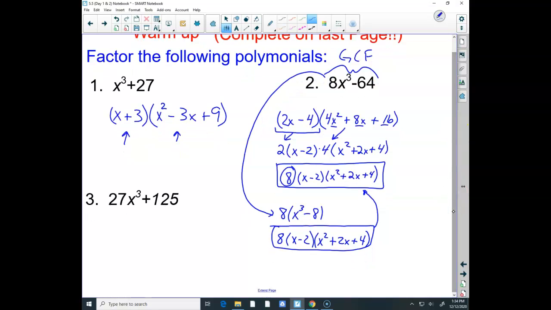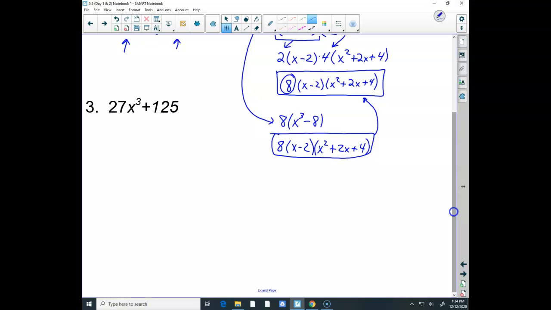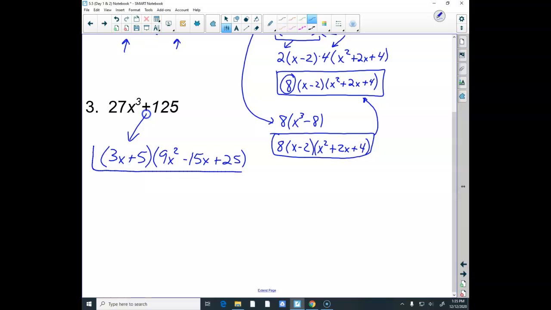Okay. Last one I got here is, I'm going to let you do this one on your own, and I'm just going to come back with the answers. Hit pause and finish her up. And you're right back here. The factor you know that's in there is 3x plus 5, because the cube root of 27x cubed is 3x. The cube root of 125 is 5. The sign stays the same. And there we go. That's where we're at.